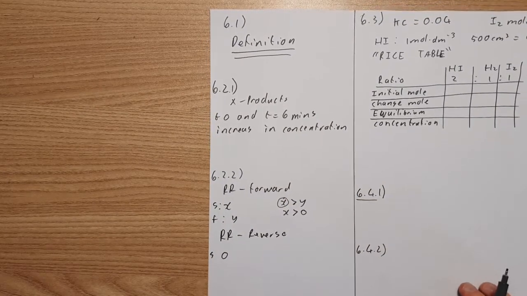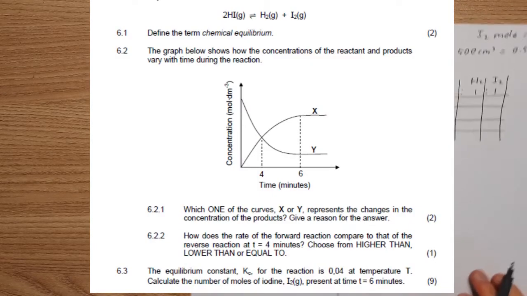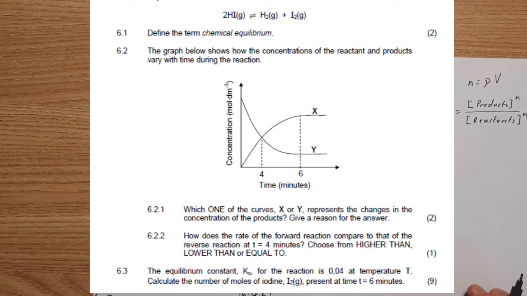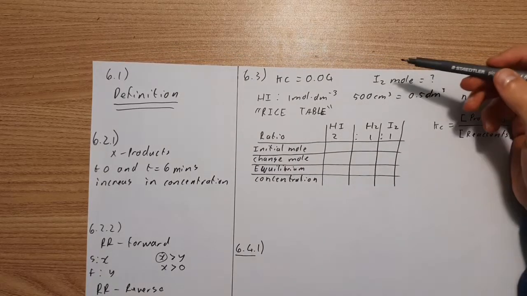Okay. Now, 6.3 says the equilibrium constant Kc for this reaction is 0.04. Okay, so that's very low. At temperature T, calculate the number of moles of iodine present at T equals 6 minutes. Okay, so note that just by looking at the graph again, at T equals 6 minutes, we have equilibrium reached. So the minute you see Kc, you should be thinking of your RICE tables.